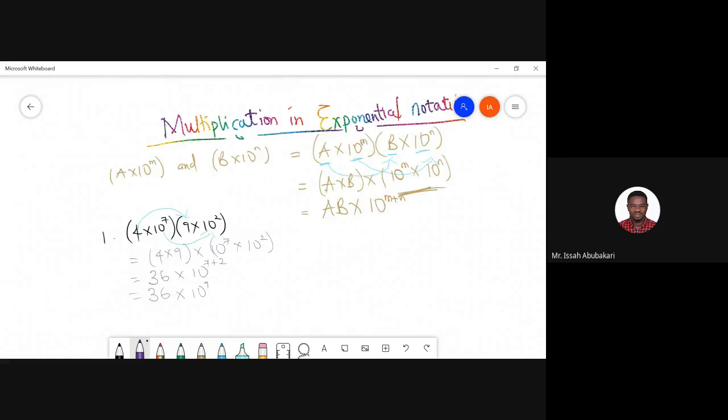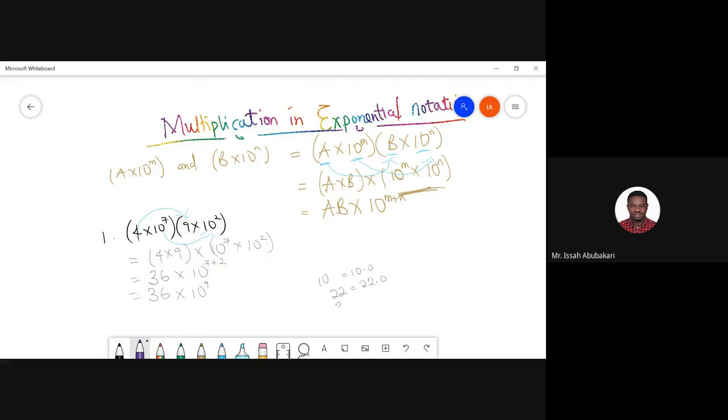But 36 is more than 9, because exponential notation says that the number should be greater than or equal to 1, but it should be less than 10. But we have 36. So what we need to do is convert this. Converting this means we have to move the point. When you have a whole number, any whole number is the same as that number with .0. So if I have 10, it's the same as 10.0. If I have 22, it's the same as 22.0.